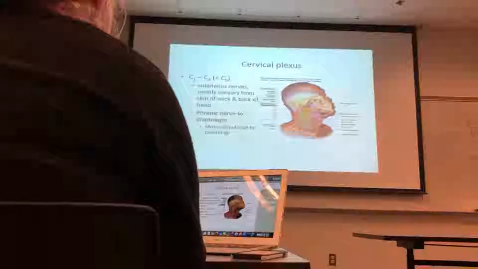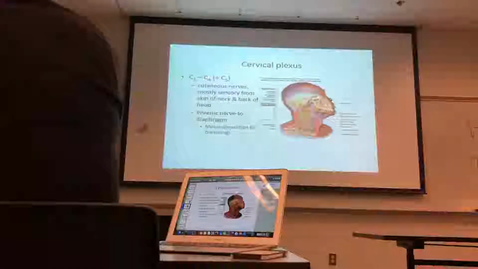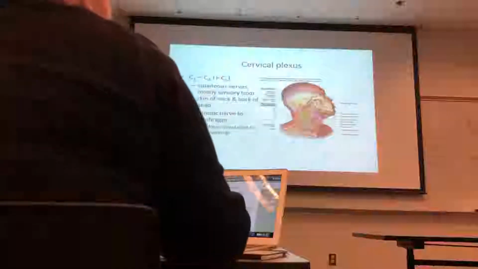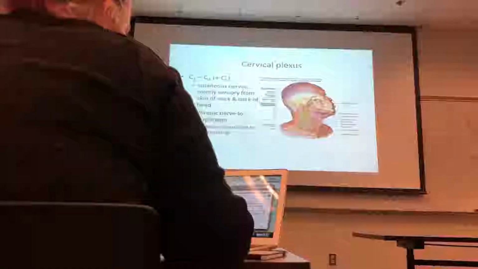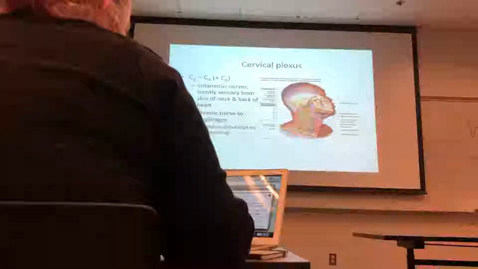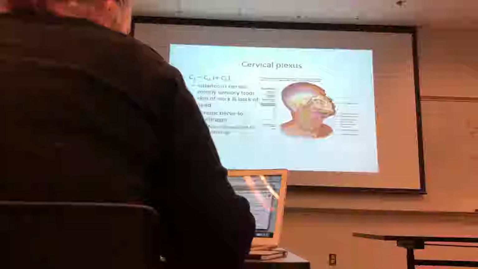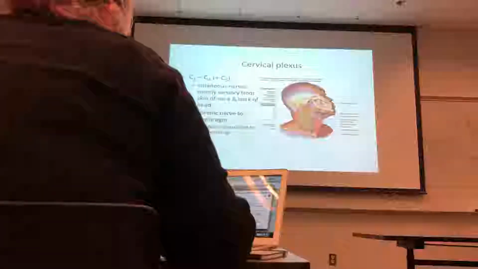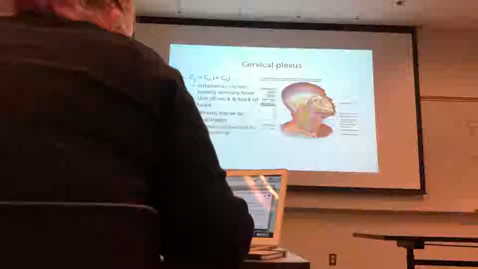So cervical plexus, C1 through C5, it's going to innervate the neck. So cutaneous nerves, mostly sensory to the skin of the neck and the back of the head. Also forms the phrenic nerve. Phrenic nerve goes down to the diaphragm. So it's motor control of your breathing, of that diaphragm.